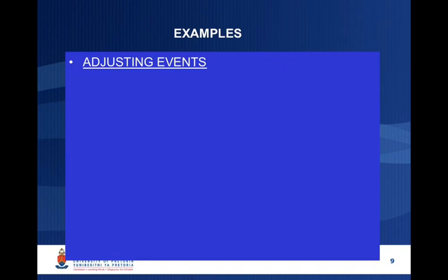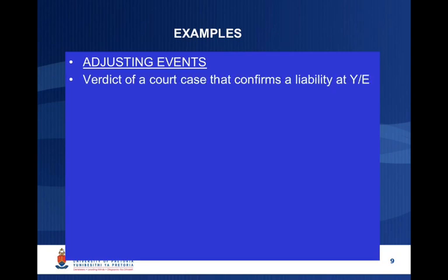And then examples of adjusting events. Remember, adjusting events are events or conditions that already existed at the end of the reporting period. An example thereof is a verdict of a court case that confirms a liability at year end. For example, at year end you had a court case against you, but you did not know what the verdict is. So you know you are going to pay, but you just don't know when or how much. And then after the reporting period, the verdict becomes available, and it's an adjusting event because those conditions already existed at year end.